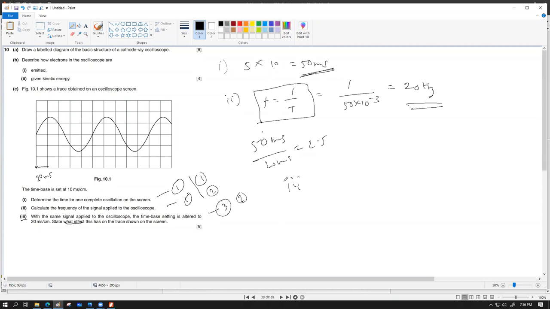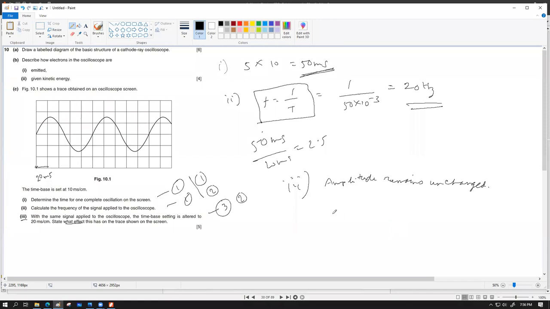Number 3, I'm going to write: the amplitude remains unchanged. You can also write same. I prefer the word unchanged. And then what? The distance between trace crests and trace drops increases.